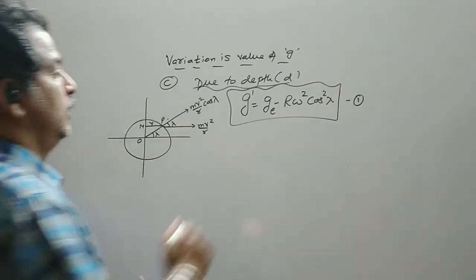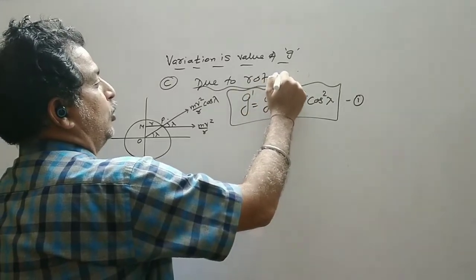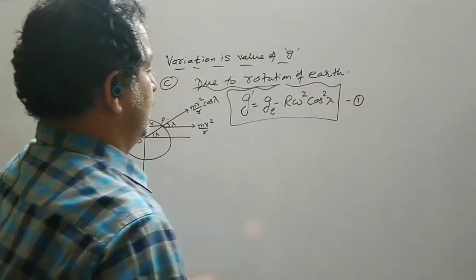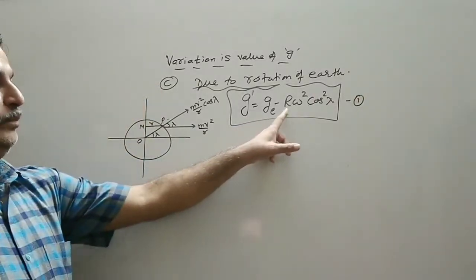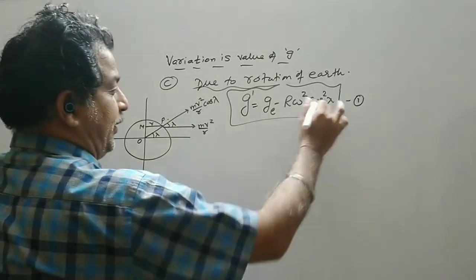Just a few points due to the rotation of the earth. Now the general formula we derived is g dash is equal to g_e minus R omega square cos square lambda, where lambda is the latitude.